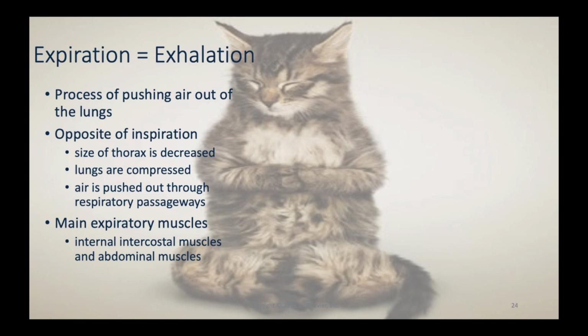Exhalation, so during expiration, this of course is the process of pushing air out of the lungs, and it's opposite to inspiration. The size of the thorax is decreased, the lungs are compressed, and air is pushed out through the respiratory passageways. The main expiratory muscles are the internal intercostal muscles and the abdominal muscles.